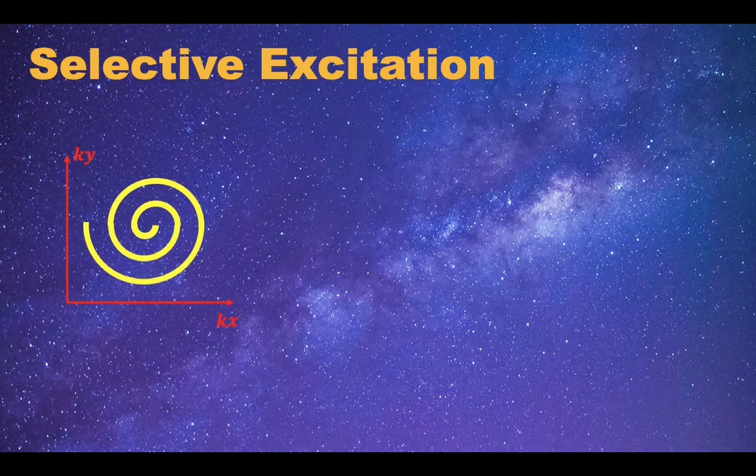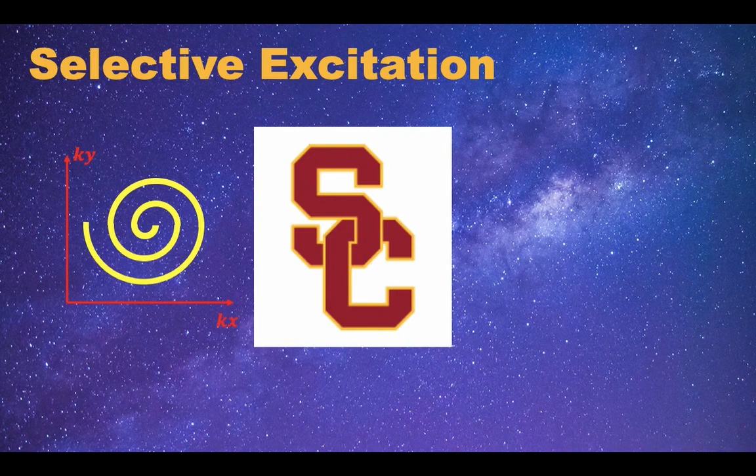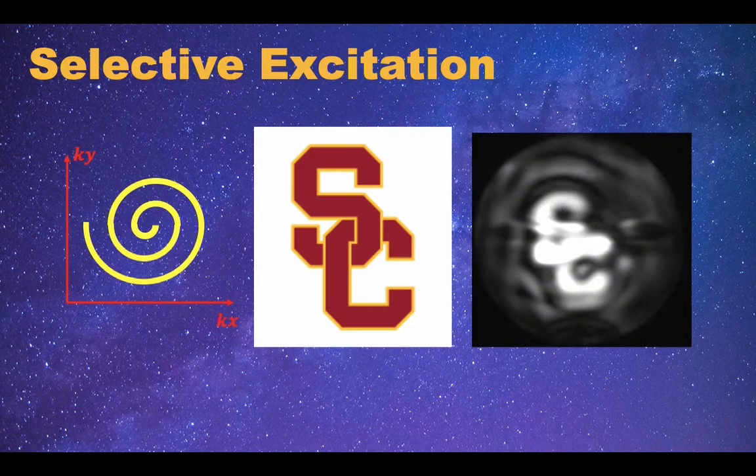Another application of dynamic pTx is selective excitation. Instead of using only a few spokes, we can use more complicated k-space trajectory to cover the excitation k-space, for example, spiral. By controlling the excitation k-space, we can selectively excite only the region we want, instead of exciting the whole slice or the whole volume. For example, in the middle here is our USC logo, and we want to use it as our target excitation profile. On the right is what we obtained. You can clearly see the SC, although the resolution is not perfect.